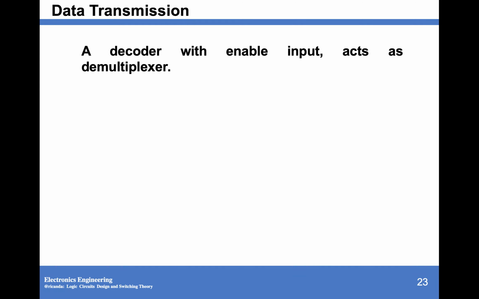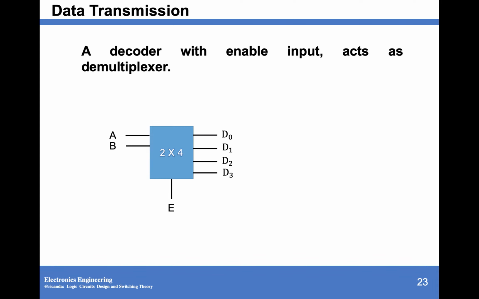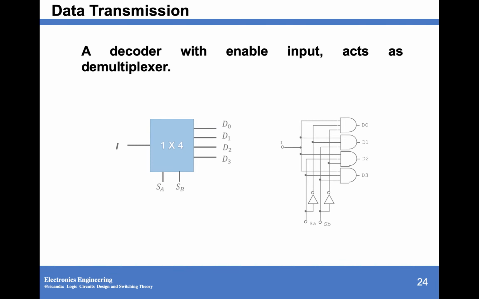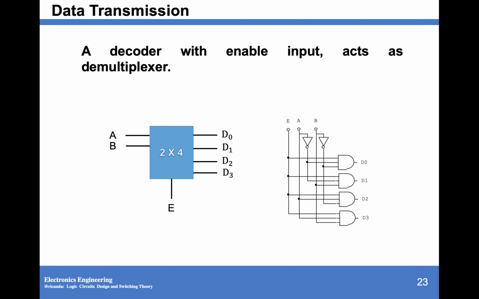Then we have a decoder with enable that will be used as a demultiplexer. So this is our decoder with enable. We can use this one. So this is our equivalent logic gates. We can use that. And opposite, our enable will be our input and our input will be our selector. So this is your logic circuits for your demultiplexer.